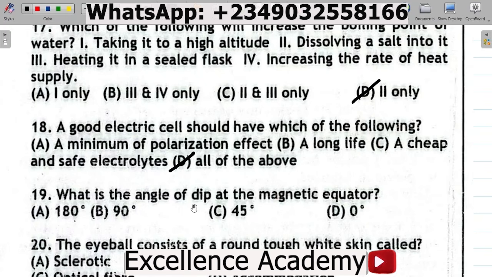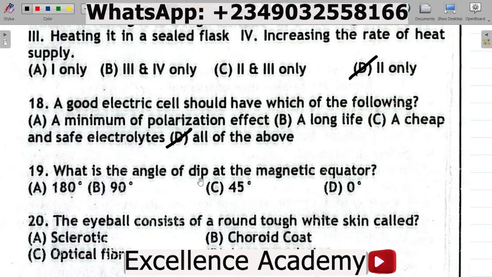All right. So you want to take note that a good electric cell would have a minimum polarization effect. Yes. It should also have a long life. That means it should last longer. Yes. It should also have a cheap and safe electrolyte. That means the electrolyte should not be that expensive, and of course, it should also be safe to use. In as much as it is cheap, it shouldn't be hazardous or disastrous. So, in essence, all of the above is the correct answer. Question 19. What is the angle of dip at the magnetic equator?